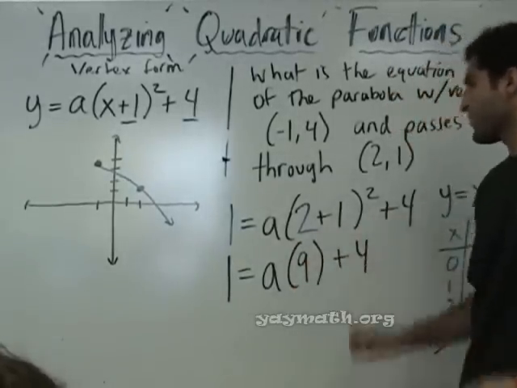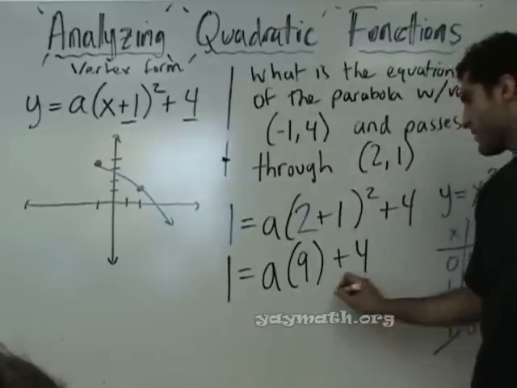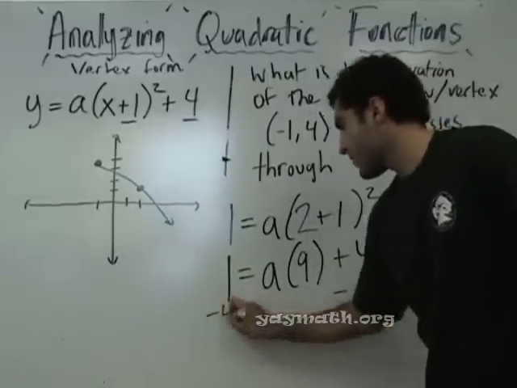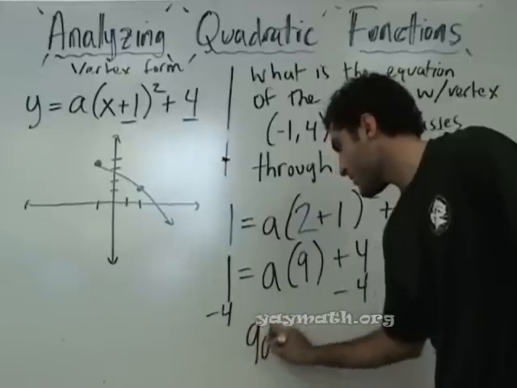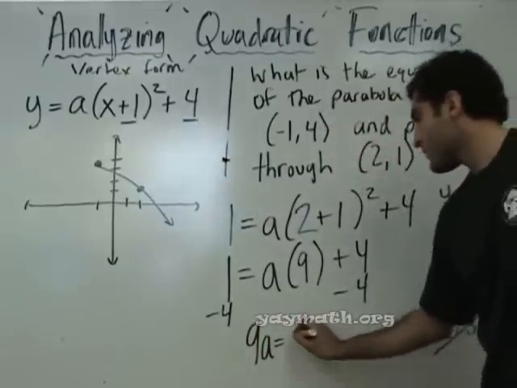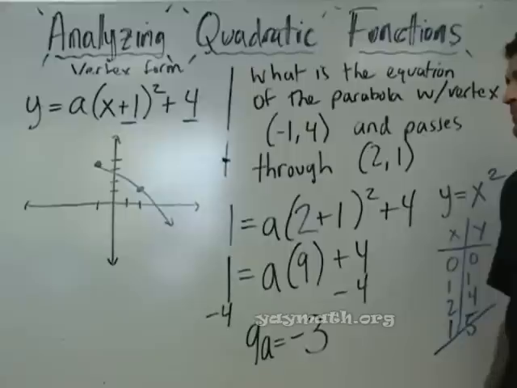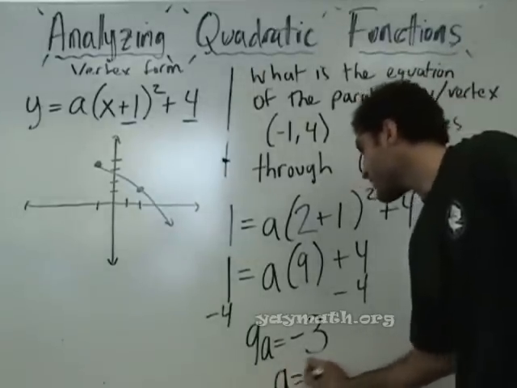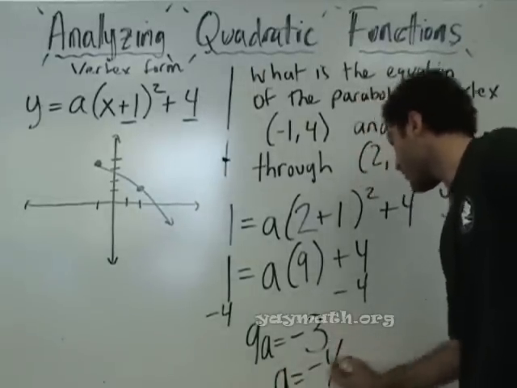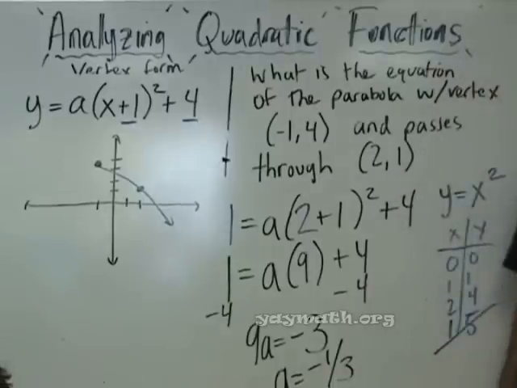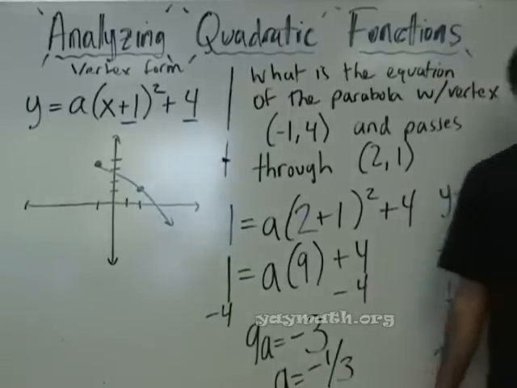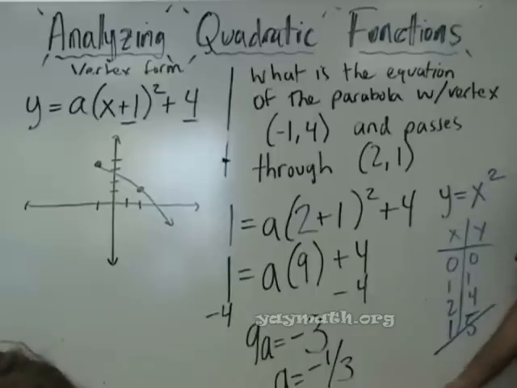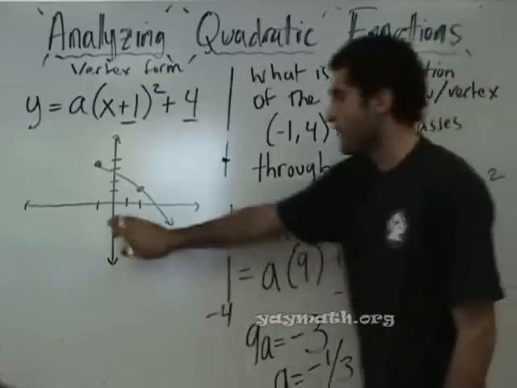Plus 4. What do we do to both sides? Subtract 4. So we get 9a equals -3. a equals -1/3. a equals -1/3. Thus, the equation of the parabola.